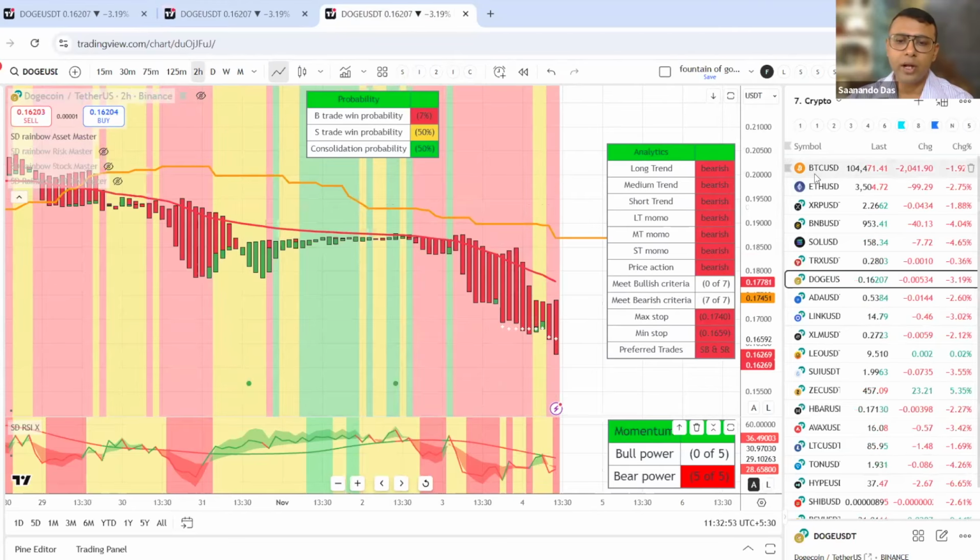So I've taken a look at Bitcoin, Ethereum, XRP, Sol and Doge, and all of them in the daily, weekly and the short-term 2-hour time frame are looking bearish. So for the time being, my outlook for these cryptos remains on the bearish side.